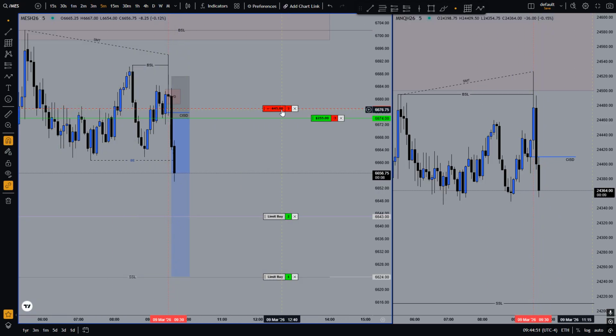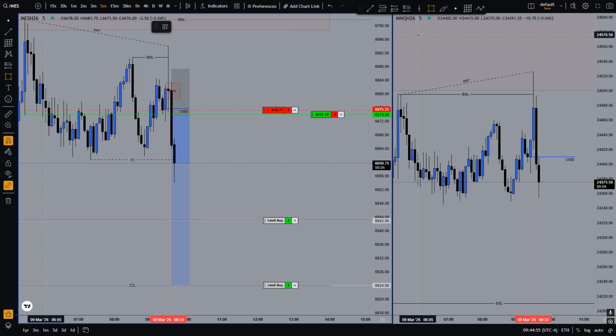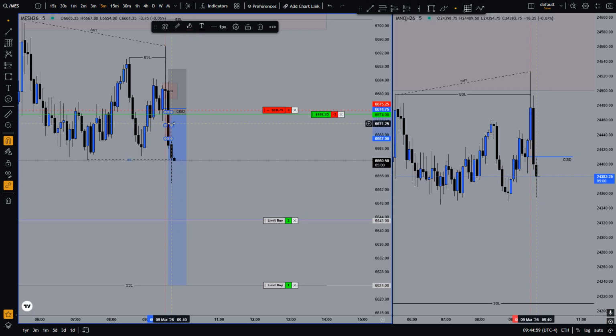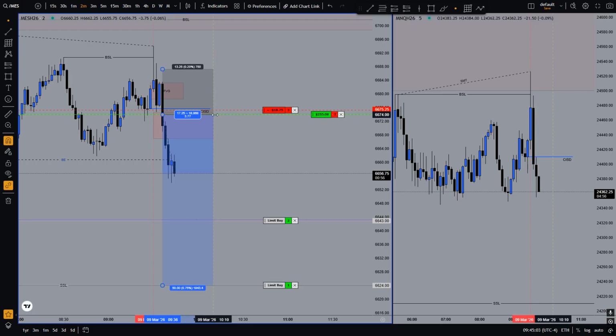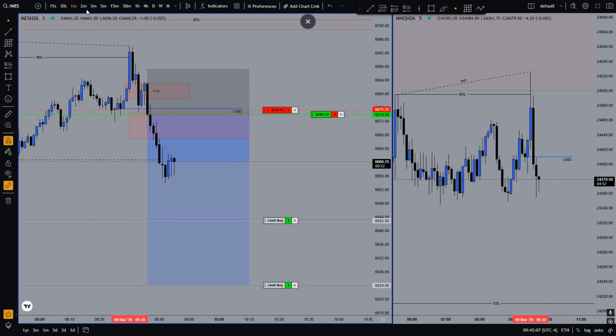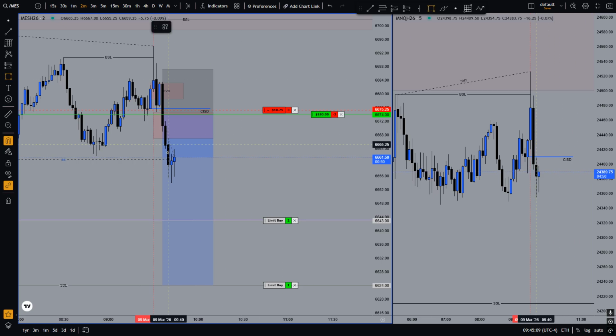Also 5 minutes opening up here, which is clean, so we can even tighten this up even more now. Now we have all these gaps here that opened up for us if we want to use. 2 minute here.